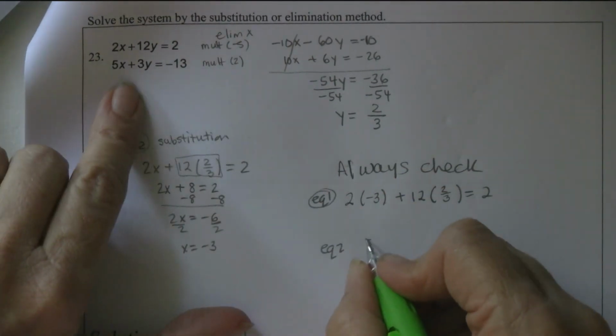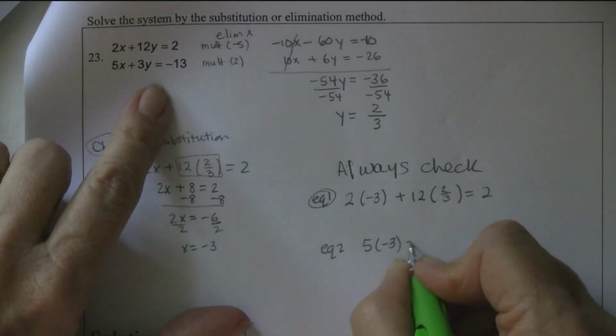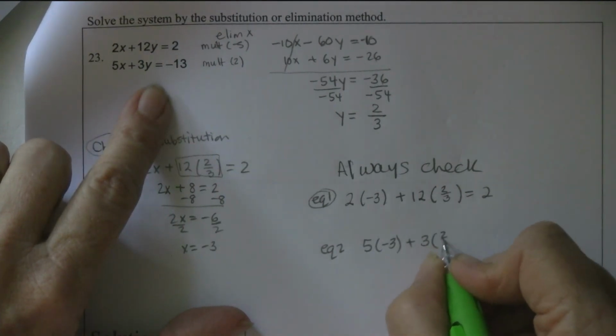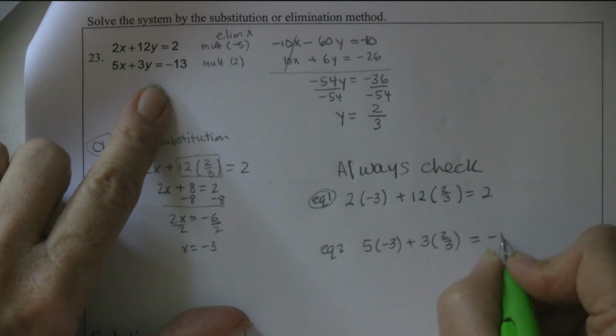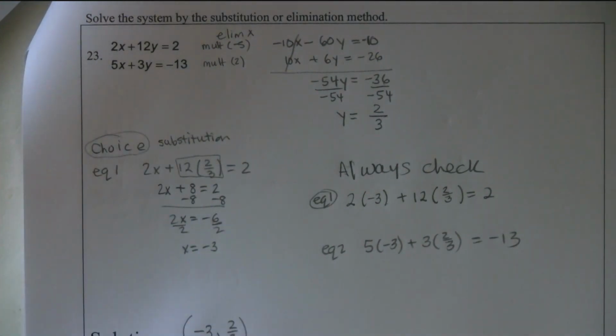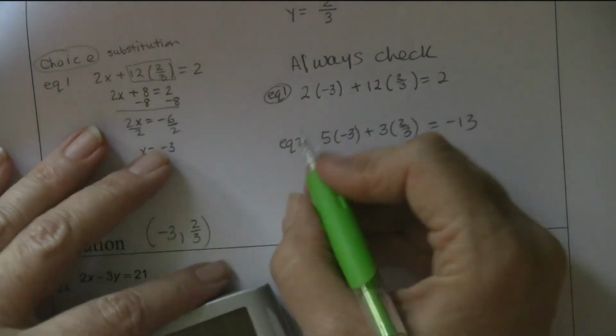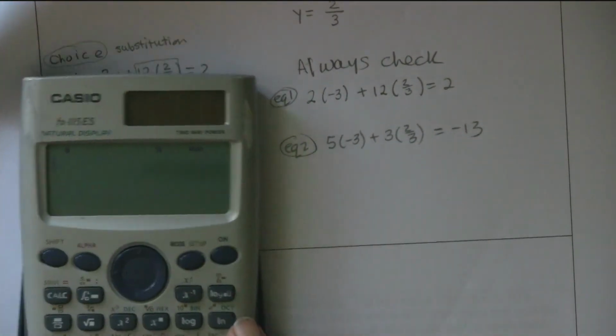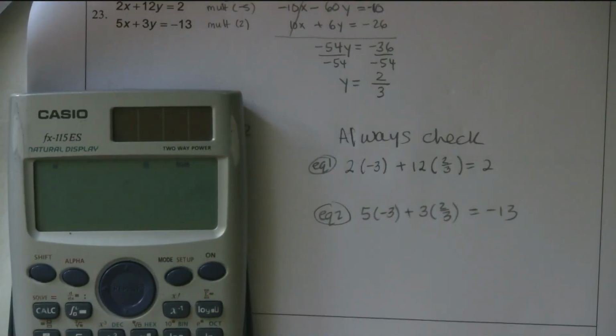So equation 2 is 5 times -3 plus 3 times 2/3 equals -13. Okay, so I'm going to be checking both of those. So here, I'm putting it in my calculator. You don't have to put it in your calculator.